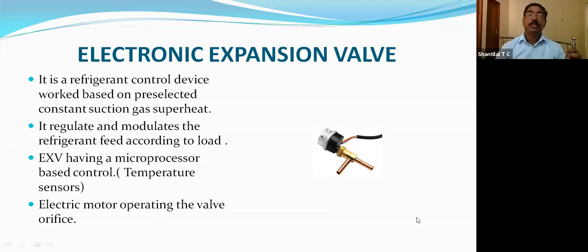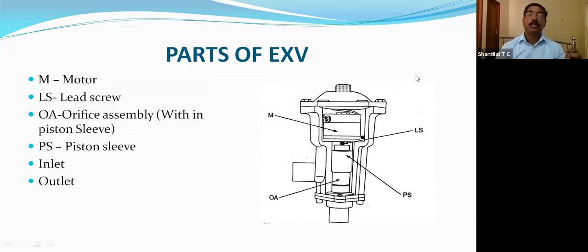This electronic expansion valve consists of a motor. First, it has a motor, and that motor is known as a stepper motor. Stepper motor means this motor does not run continuously or very fast. It is controlled by an electronic controller and rotates a fraction of a revolution for each signal sent to it by the electronic controller. On that basis only, the valve is opening or closing.